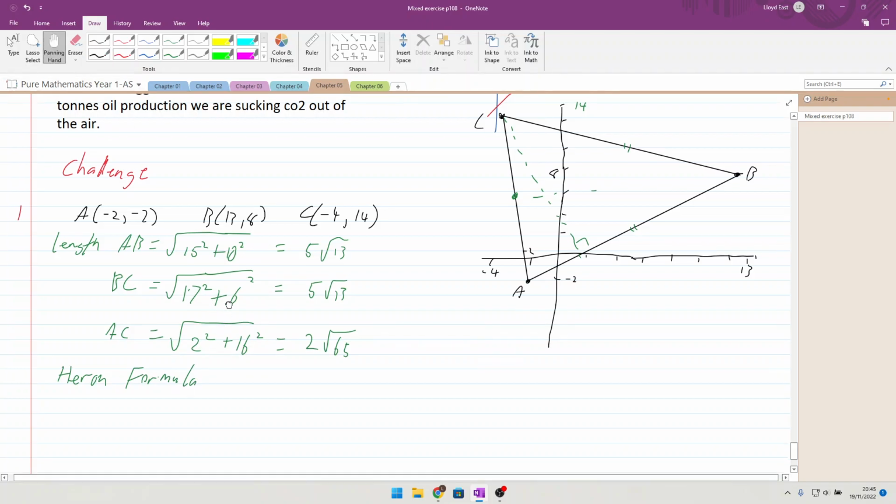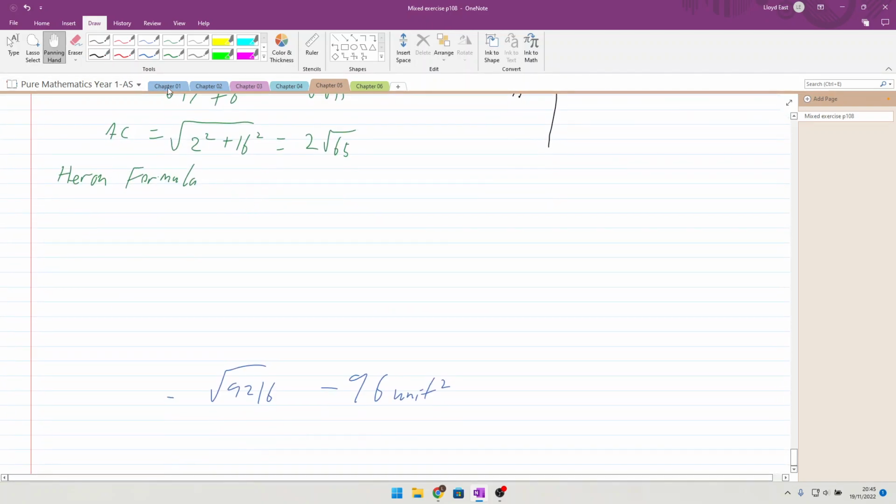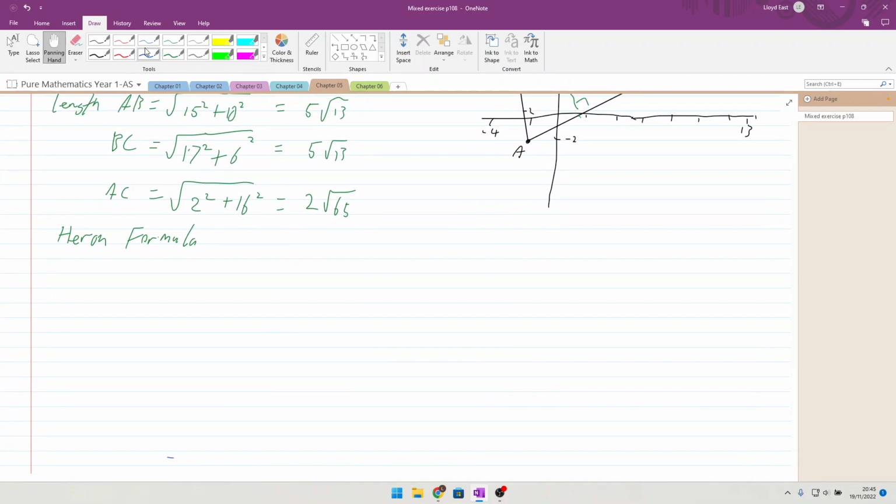That was my first attempt at doing this, and it was the wrong answer, so let's hope that this one works better. So, Heron's formula states that the area of a triangle is equal to the square root of s times (s minus a), (s minus b), (s minus c), where a, b, and c are the lengths of the sides, and s is equal to a plus b plus c all over 2.